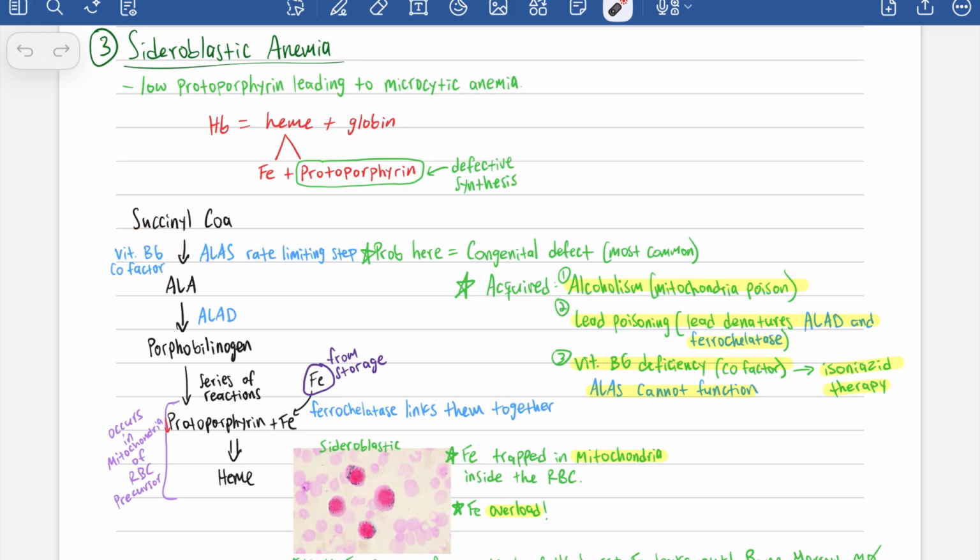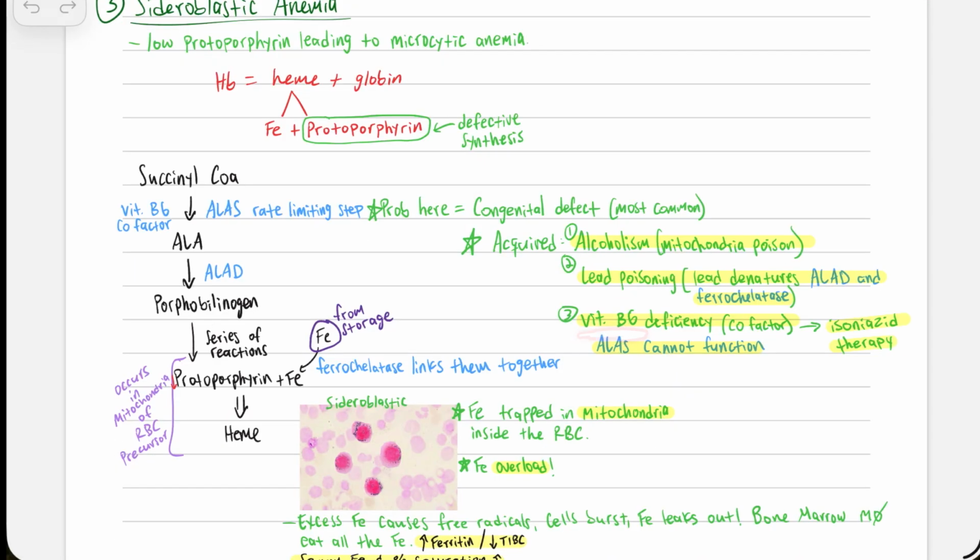Because if you remember, that's an important cofactor in this process right here. And so you can't make protoporphyrin. And you could have vitamin B6 deficiency if you're having vegetarian or vegan diets, stuff like that, more common, very nutrient deficient, or even with alcoholics.